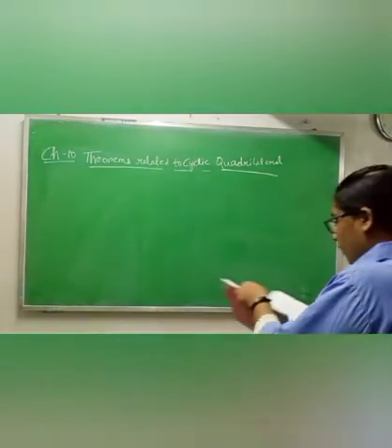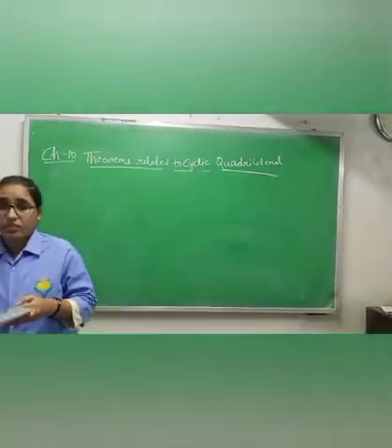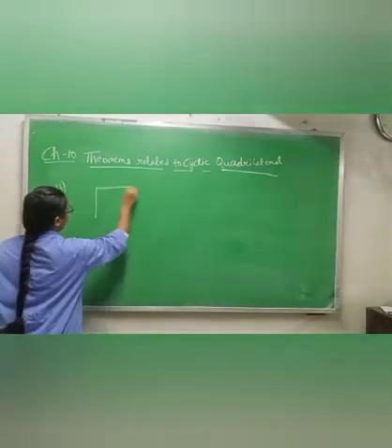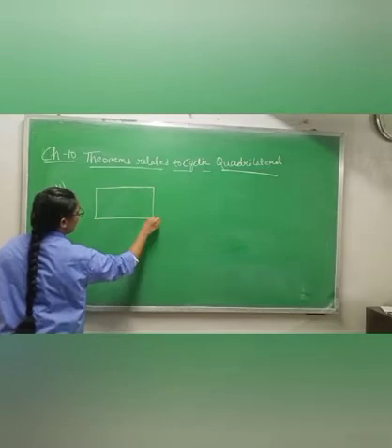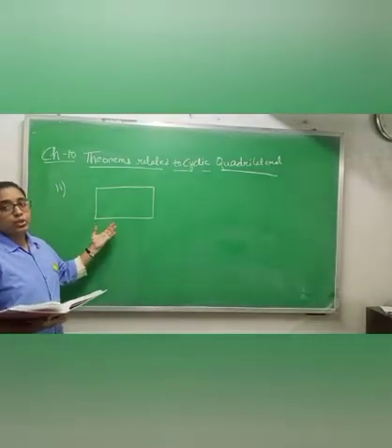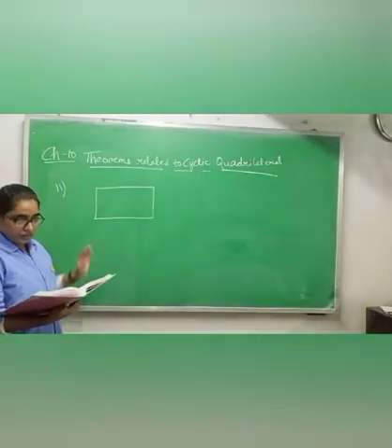Class 10, see question number 11. ABCD is a parallelogram. First, what we have to do? We have to make one parallelogram. I am making it like this. This is also a parallelogram. Don't think that it is a rectangle, because we know that a rectangle is nothing but a parallelogram. So it is a parallelogram.